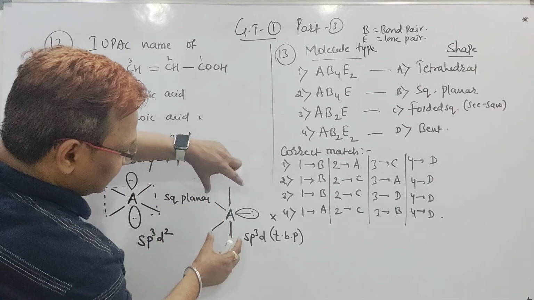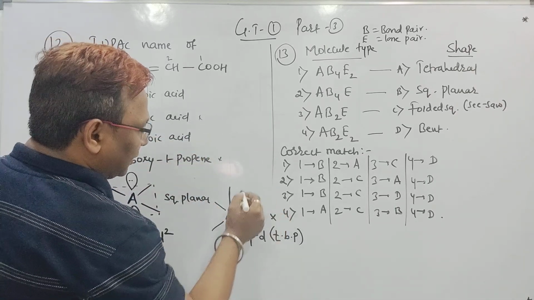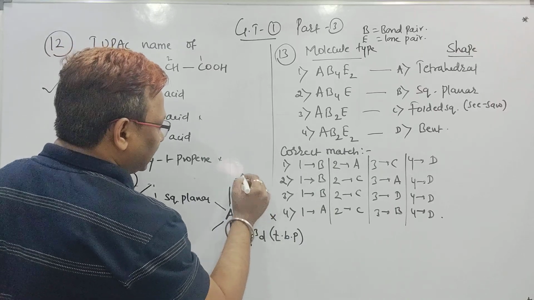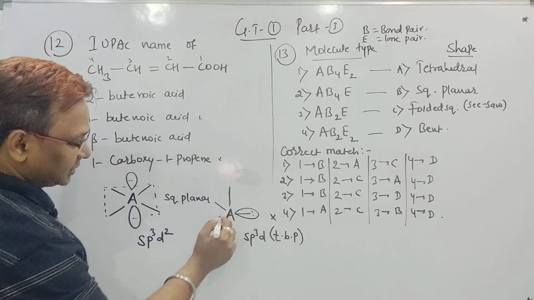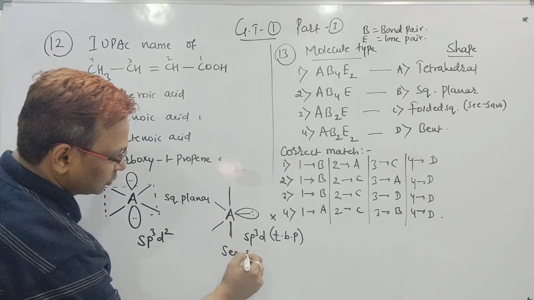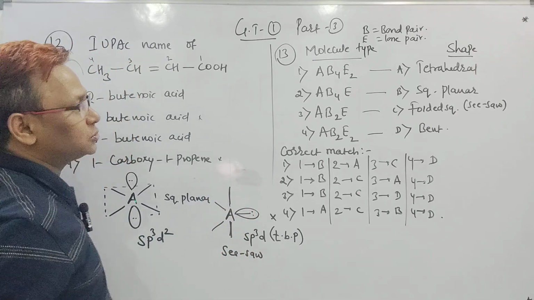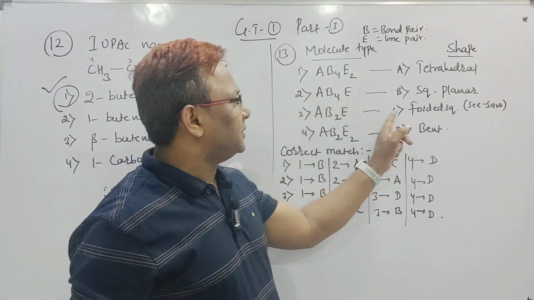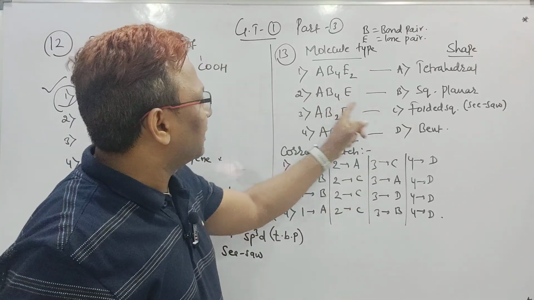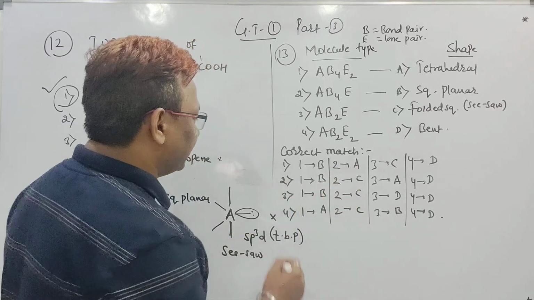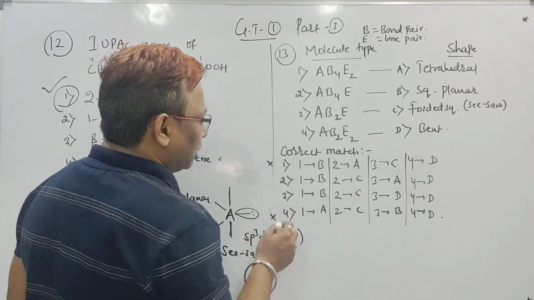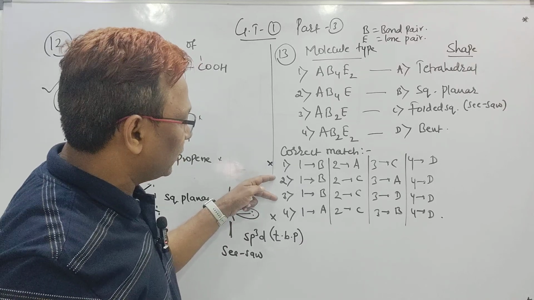Now if you just rotate it this way, how does it look? It looks like this, sir. It is a seesaw structure. So this structure is called what, beta? Seesaw, or we can say folded square. So AB4E becomes C. So 2 becomes C. So obviously 4th is ruled out, 1st is ruled out. Our answer should be in between 2 and 3.